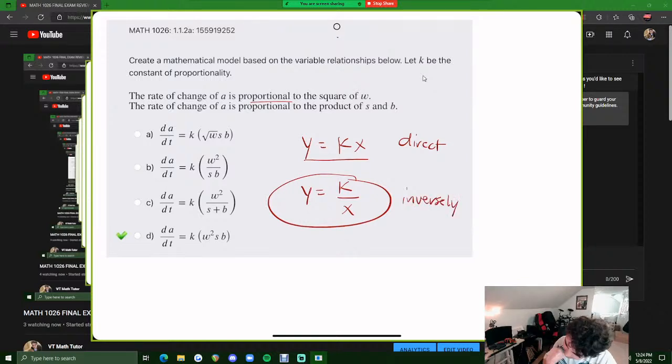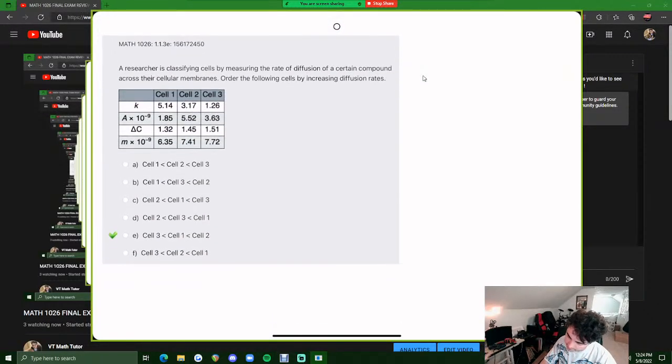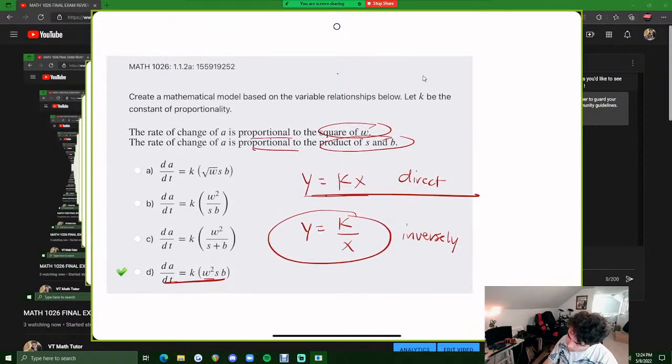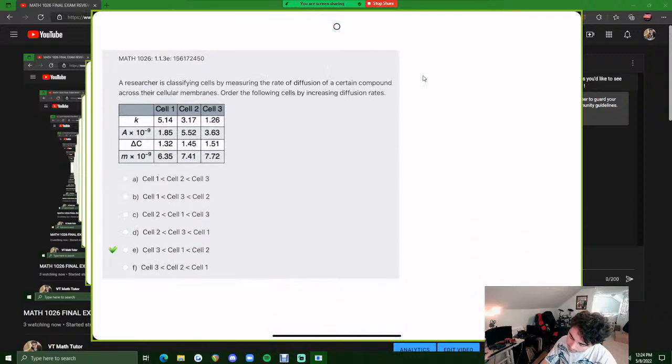And so in this case, because both are proportional to the square of W, W squared, and then the product of S and B, everything is just directly multiplied by K. And really that's it. I thought I had pulled up a different example for that, but big takeaway is directly proportional is K times X, inversely proportional is K over X.